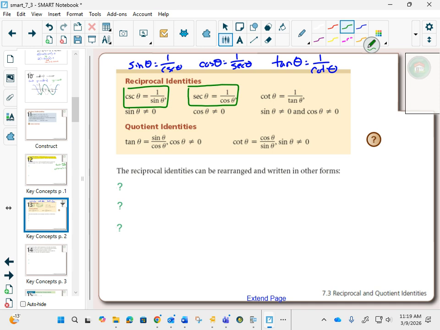If you had tangent, you could change it to sine theta over cos theta, and you wouldn't have tangent anymore. And if you had cotangent, you could change it to cos theta over sine theta, and you wouldn't have cotangent anymore. So this is going to be one of our first main strategies we're going to use in this unit. From here, you could take any equation and just use sine and cosine. You don't have to worry about tangent anymore. Don't like tangent? Change it to sine theta over cos theta. Don't like cotangent? Change it to cos theta over sine theta.